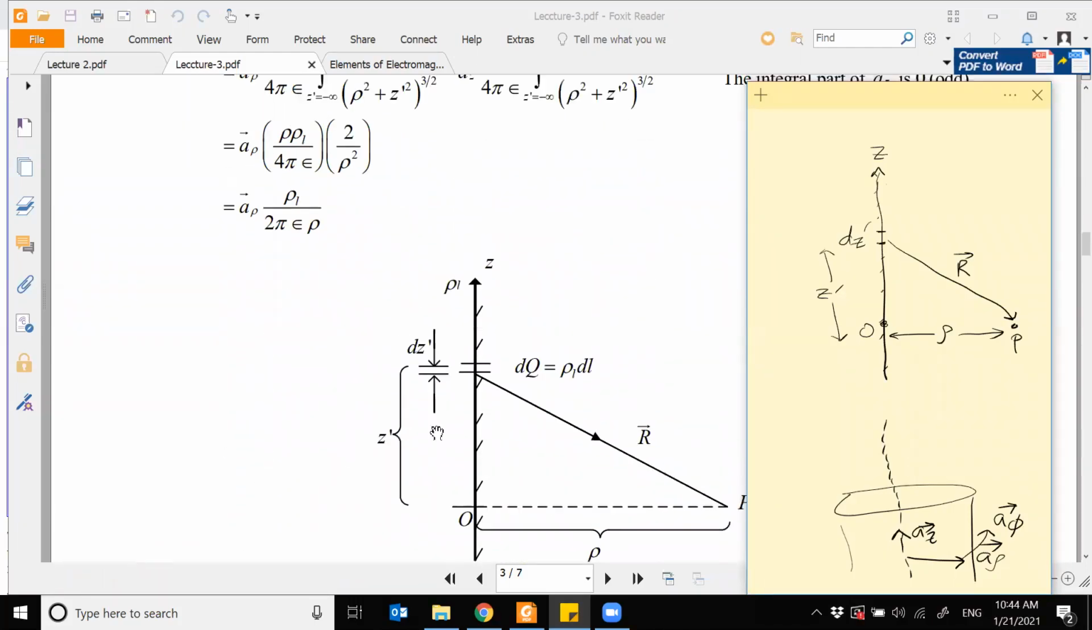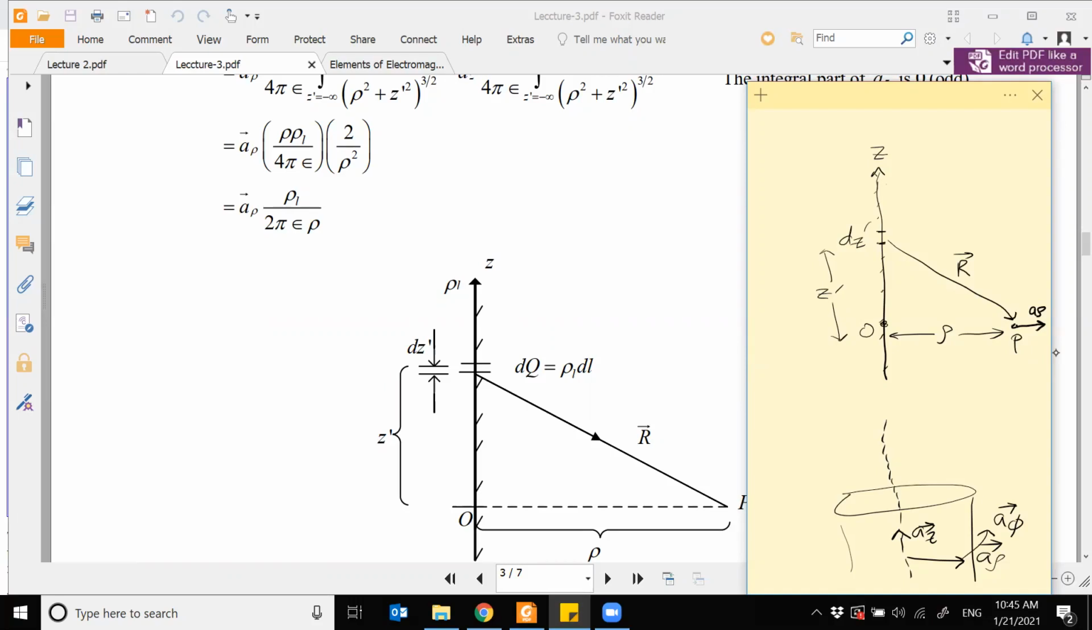So that means at this point, I'm only seeing one component. And what is that component? So my point P will see the electric field, and it is only one component. What is that component? A rho. That means it is in this direction. A rho. AZ, no, cancelled. A phi, no. A phi is not at all there.